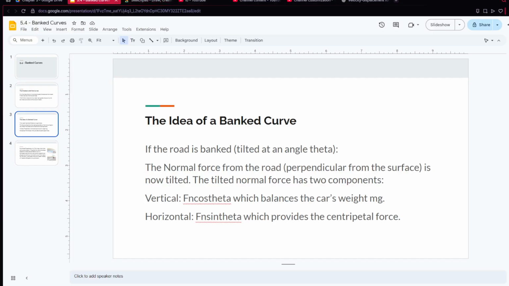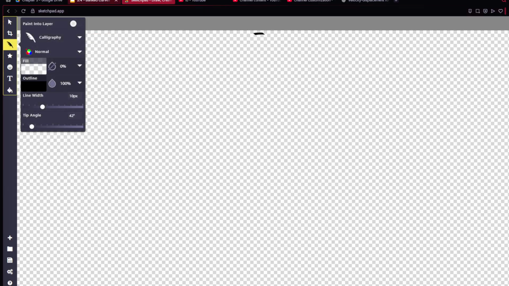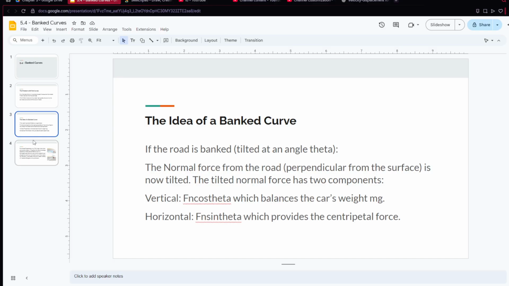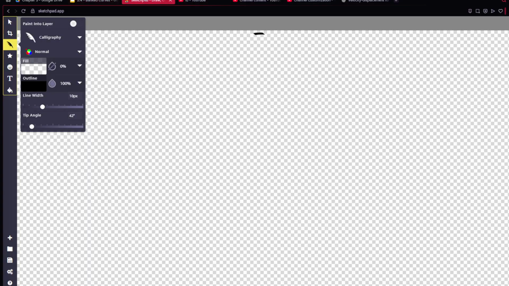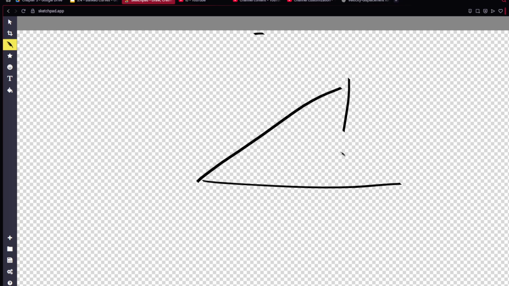So what is a banked curve? I'm not even going to try to explain it, and I'm not going to try to draw it. I'm just going to show you what this is. This is what it looks like. It's just a triangle, a plane rotated by theta degrees here. So let's do the proof here.